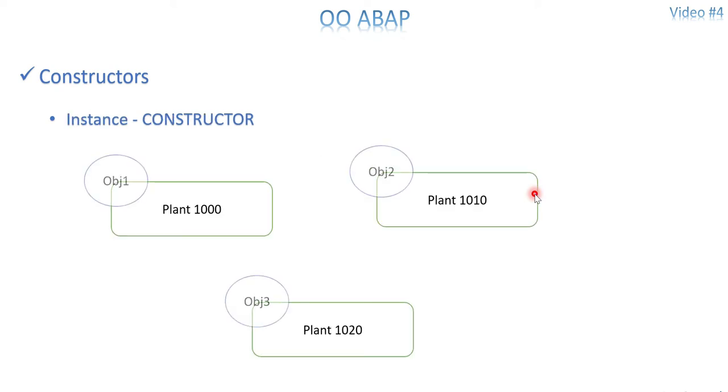A simple example: I have an instance constructor. I have a requirement: I want to get the storage location of the plant. From different users or different departments, they want a storage location based on their plant. I can say group one, group two, group three, different groups of users. Group one users are working in plant 1000, so they want only the storage locations belonging to their plant. And for user group 2, using object 2, they get only storage locations for plant 1010. So in that case, I'm going to create an instance constructor.